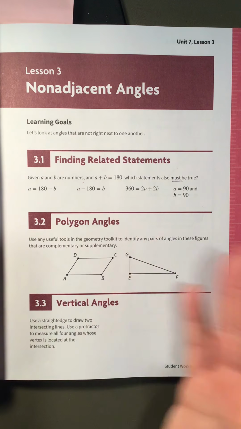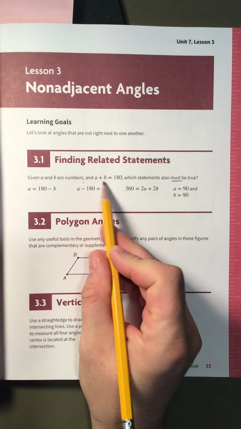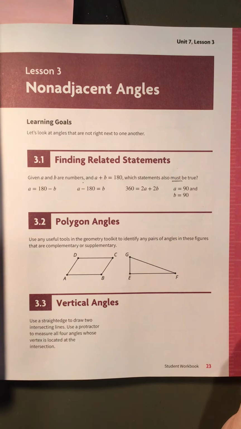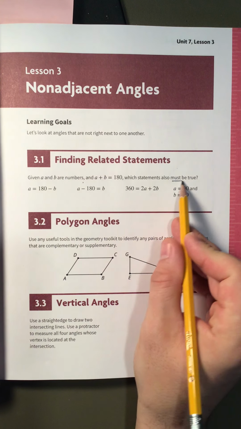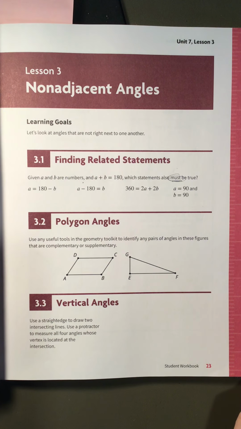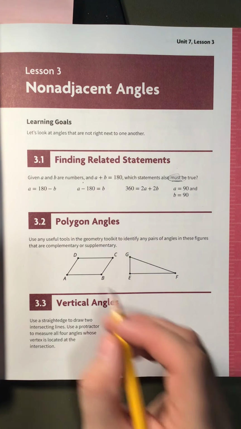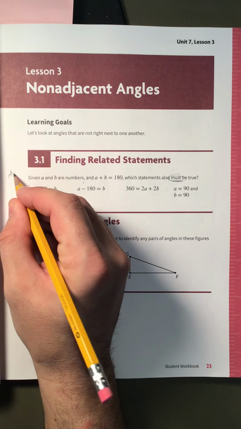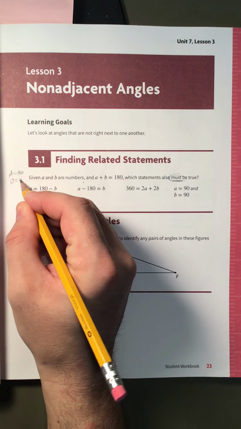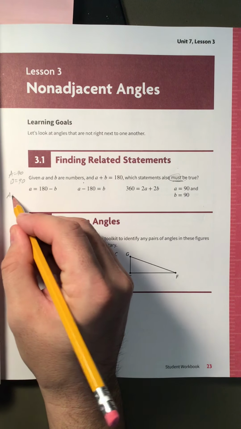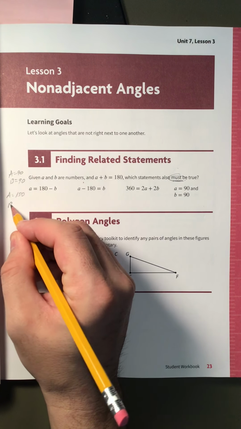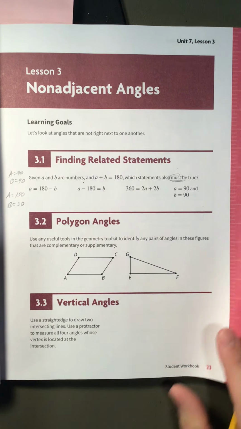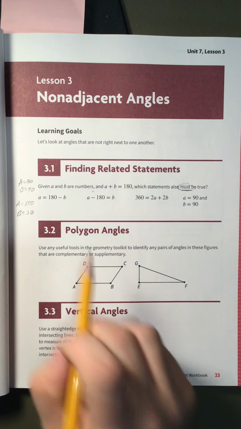So for each problem here, we could come up with A and B, as long as they add up to 180. It's got to be true for all of them in order for us to circle it, that it must be true. So the first one, easy numbers to try are 90 and 90. Maybe a second one we could try is 150 and 30, just a couple random numbers.